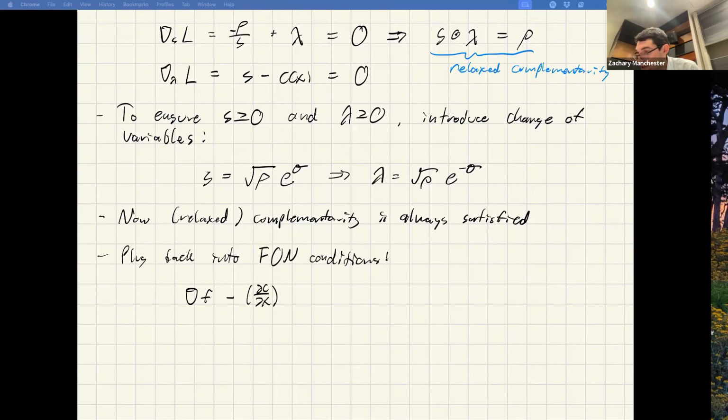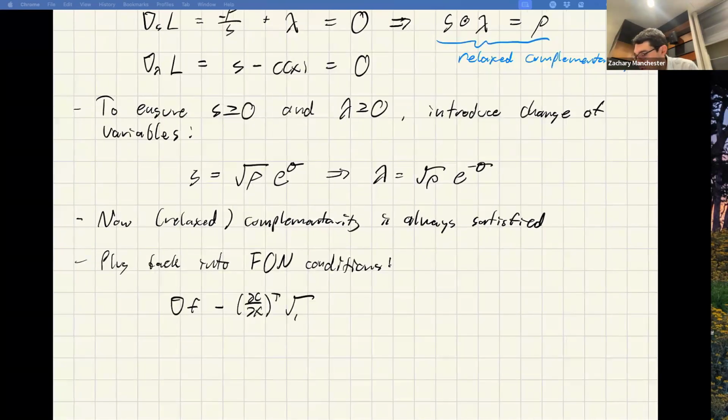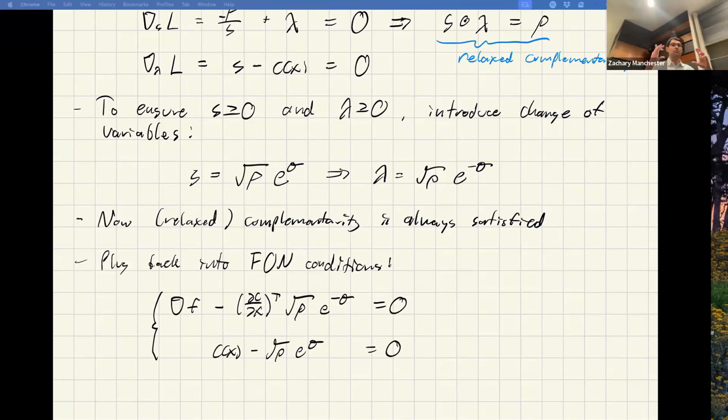So dx transpose, and now we're going to plug in the substitution for lambda. So it's square root rho e to the minus sigma equals 0. And then we've got the constraint, so this is c of x. Now instead of s, we've got square root rho e to the sigma equals 0. That's it. So now this looks basically exactly like a very vanilla equality constrained problem, and we just throw Newton's method on this.